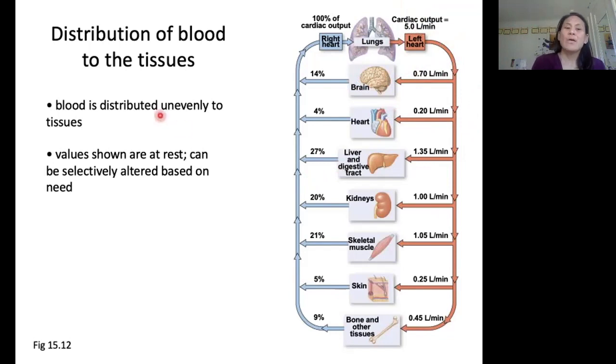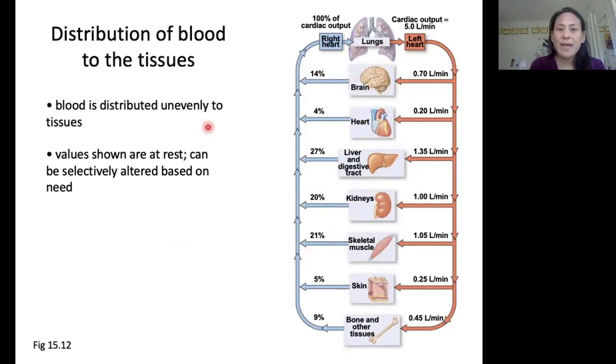What I want you to notice in this figure is that the blood is distributed unevenly to our tissues. So we have about 14% of our cardiac output going to the brain, about 21% going to skeletal muscle, 20% going to the kidneys, etc. So you can see it's not even to each of these tissues.